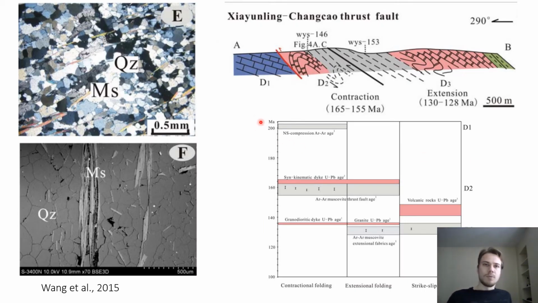The two problems with illite dating are that, first of all, illite is an extremely small mineral, so it's difficult to target. And secondly, illite is quite vulnerable to later overprinting.